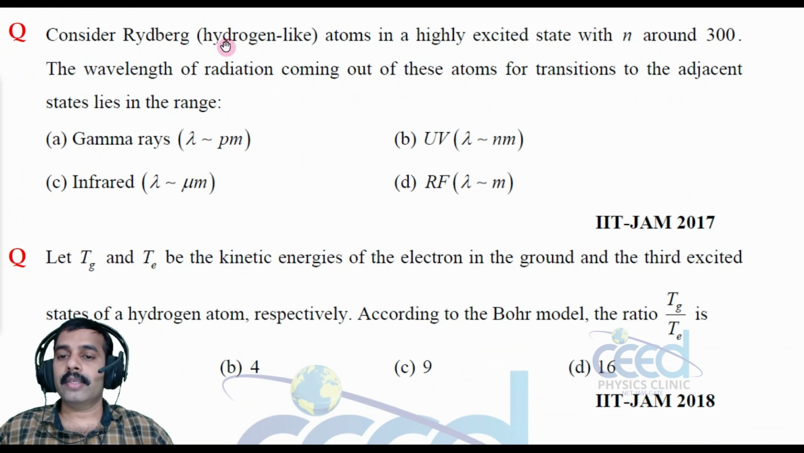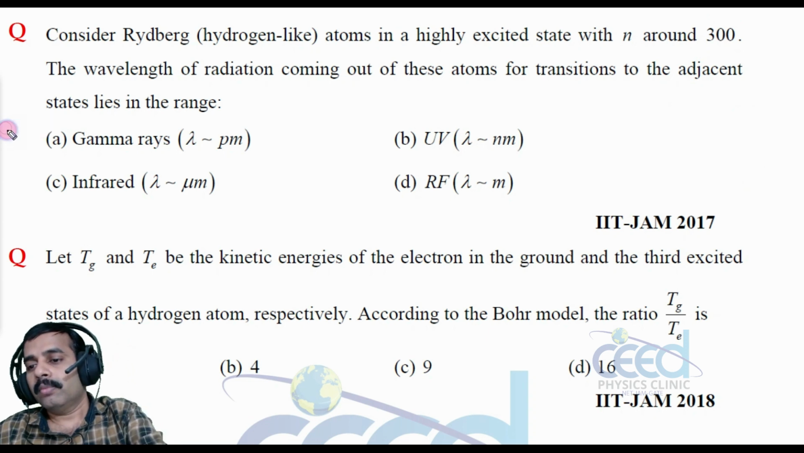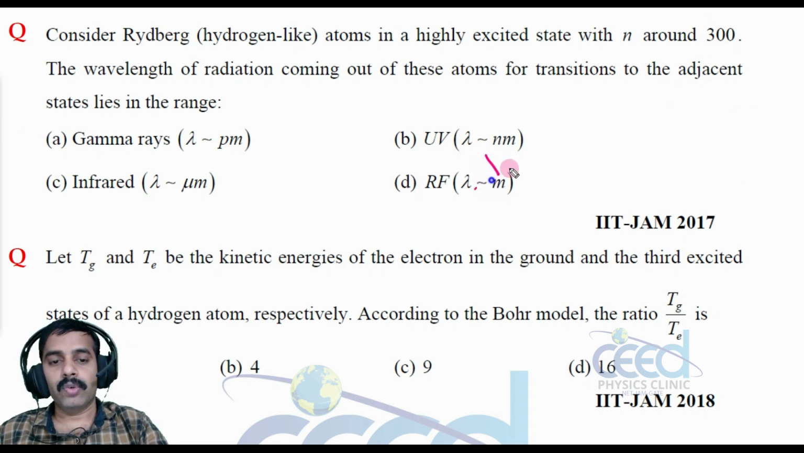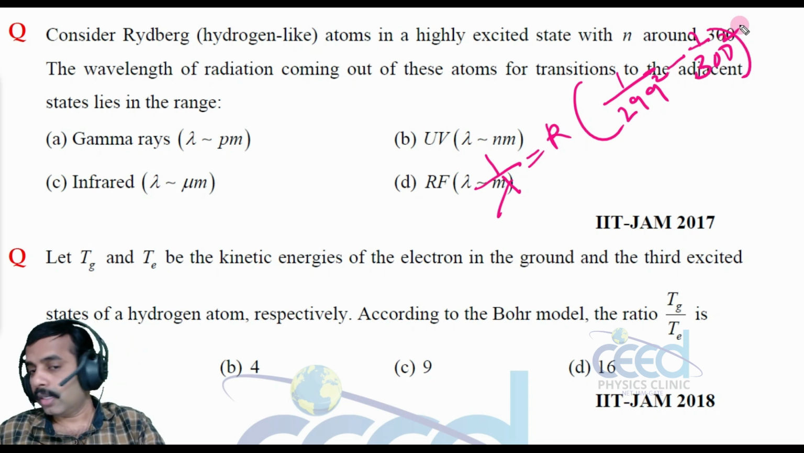Consider a Rydberg hydrogen-like atom in a highly excited state with n around 300. The wavelength of radiation coming out of these atoms for transition to the adjacent state lies in the range. So if you consider n around 300, we already know the equation 1 by lambda is equal to R into (1 by n1 square minus 1 by n2 square). The transition is from 299 to 300, that is around 300, where n is 300, as given.